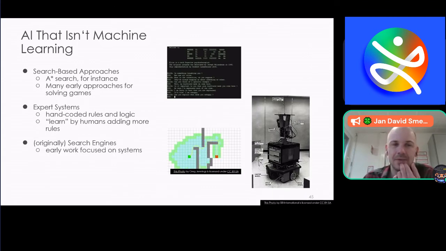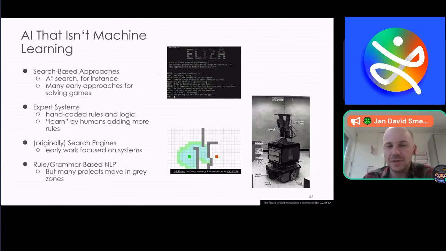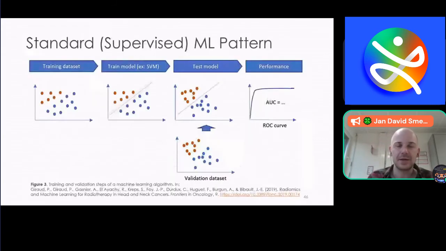Then, for example, some of the magic of how search engines work is, or at least used to be, not machine learning. And then, of course, for language processing, lots of machine learning these days, but also, especially in the past, there used to be lots of rule or grammar-based systems. But many projects, as it says here, are also somewhere in between. So yeah, just to say that.